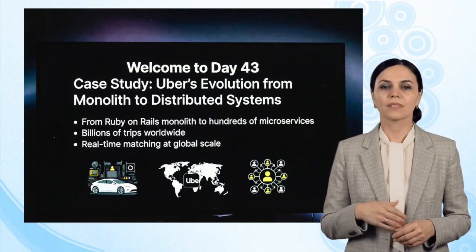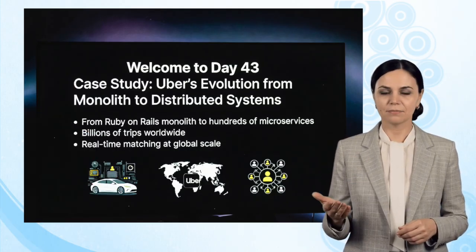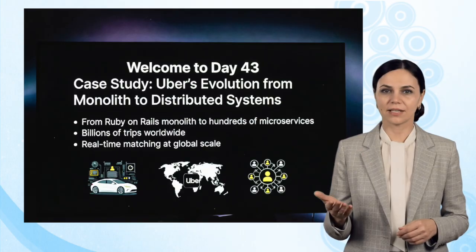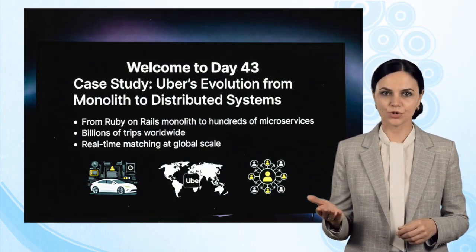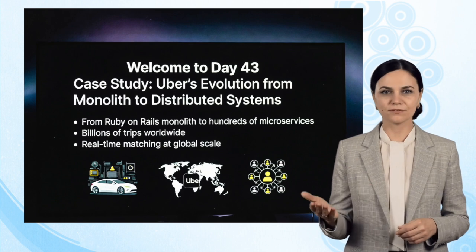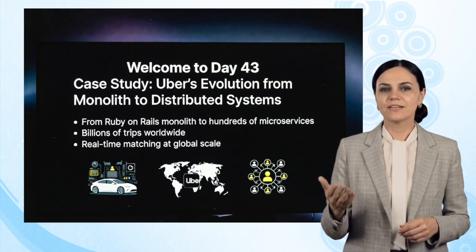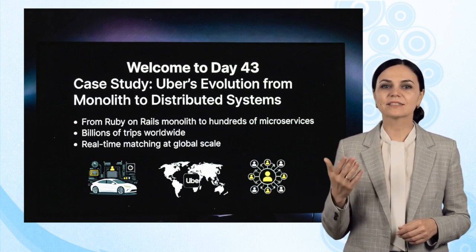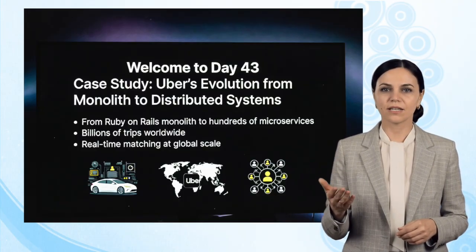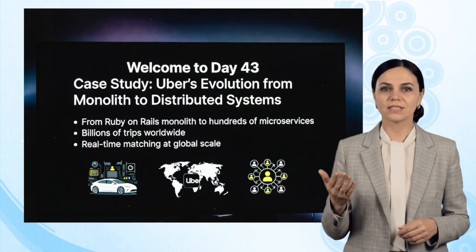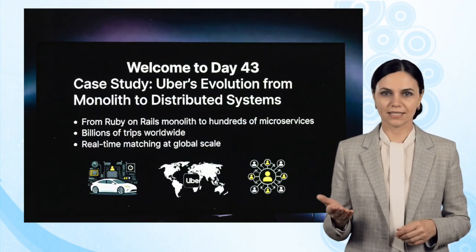Thank you, Oliver. Uber's story is fascinating because they grew from a simple ride-sharing app in 2009 to a global platform handling billions of trips, all while completely transforming their architecture. They faced explosive growth, massive scaling challenges, and had to move from a single Ruby on Rails monolith to a sophisticated distributed system with hundreds of microservices.